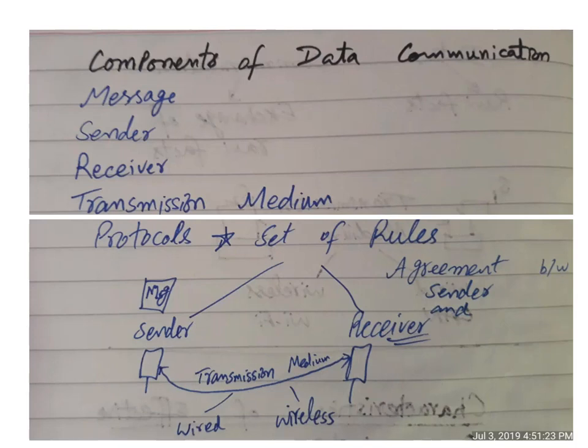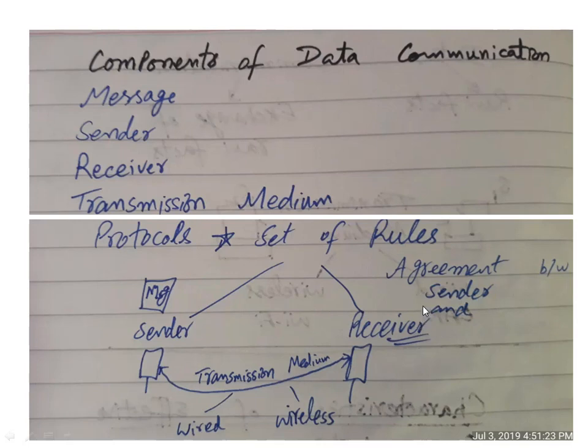First, we talk about the message. This is the message we want to send from the sender, and there is a receiver who will receive. The sender is who sends the message, and the receiver is who receives the message. Both use a transmission medium, through which they can send and receive a message. Transmission medium can be wired or wireless. Then we talk about protocols. Protocols are a set of rules that are followed by the sender and receiver. You can say it's an agreement between sender and receiver.